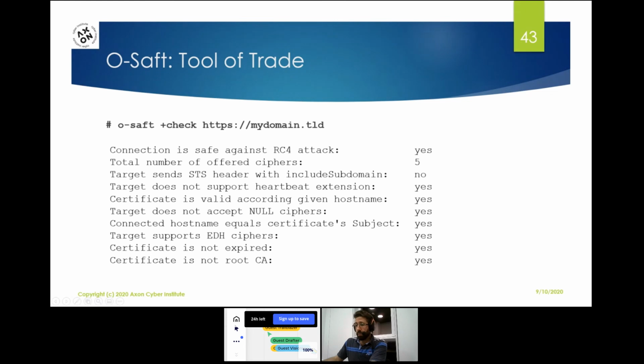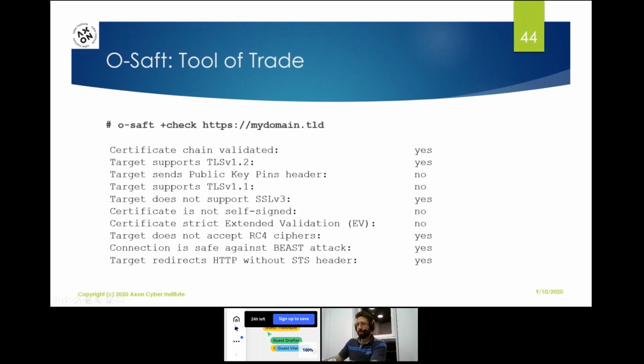Target supports ephemeral Diffie-Hellman ciphers. Yes, this is something good. Diffie-Hellman key exchange is good. When it is ephemeral, it means the keys are not static, but they are changing. Certificate is not expired. Yes, which means it's good.